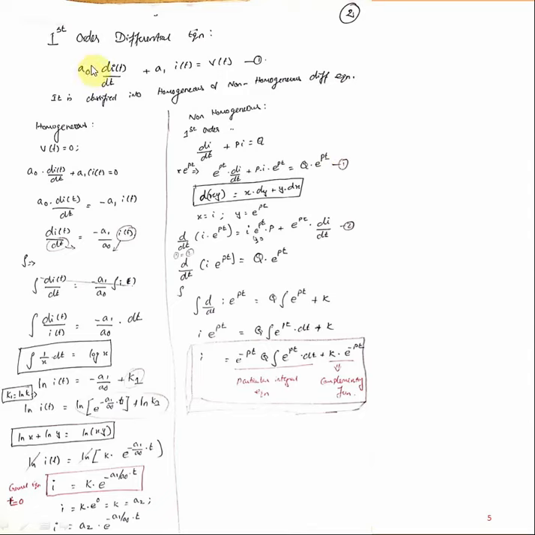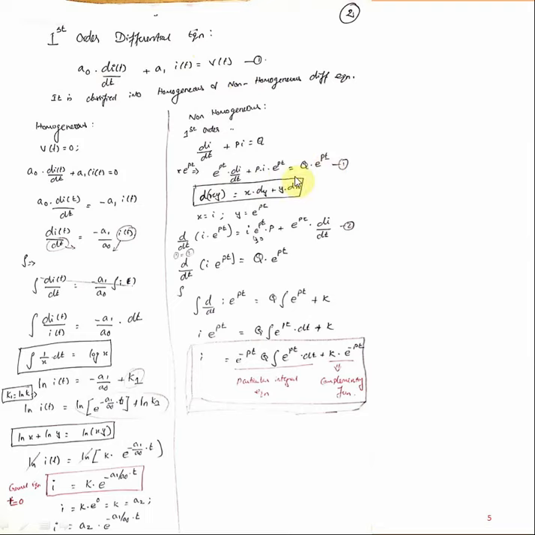In that one, a naught is there in place, and a1. What is common? I of t, I is common. So p dot e power pt is a match. Then it is the v of t place. This is v of t.